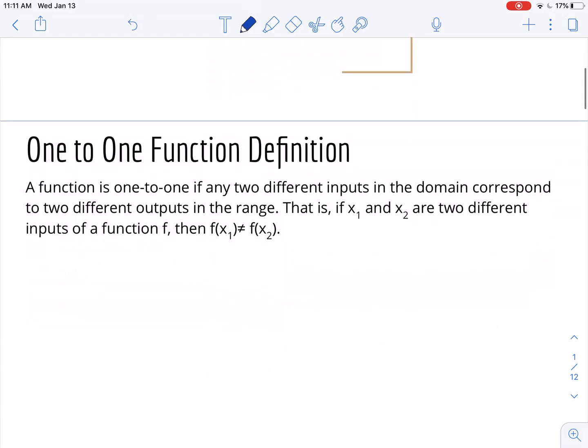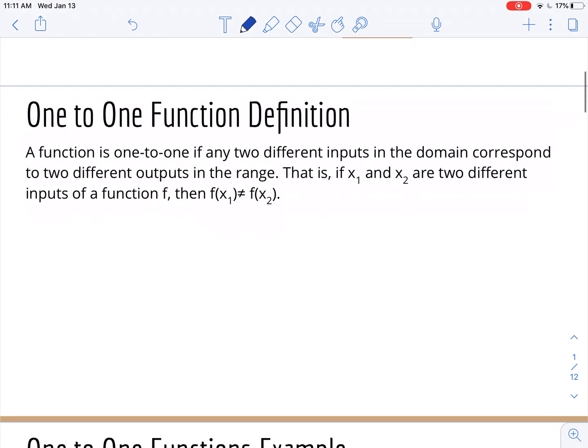So, one-to-one function definition. A function is a one-to-one function if any two different inputs in the domain correspond to two different outputs in the range. That is, if x1 and x2 are different inputs of a function f, then f of x1 can't be equal to f of x2. Super mathy definition. What does this mean? Let's break it down into plain English.